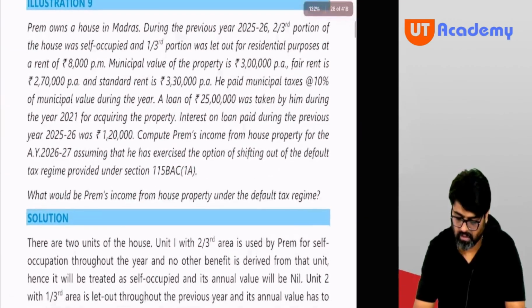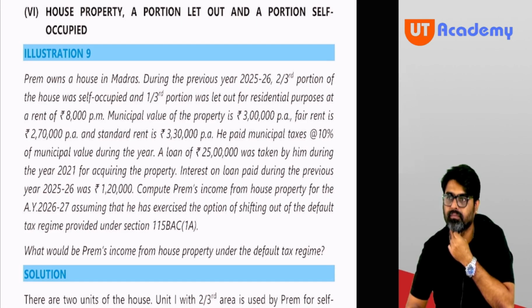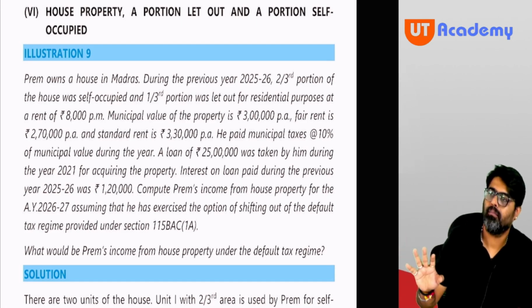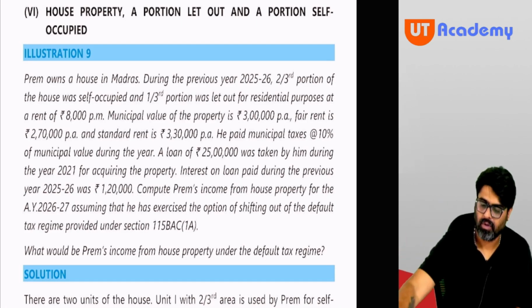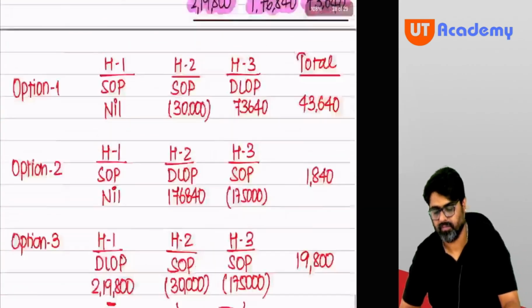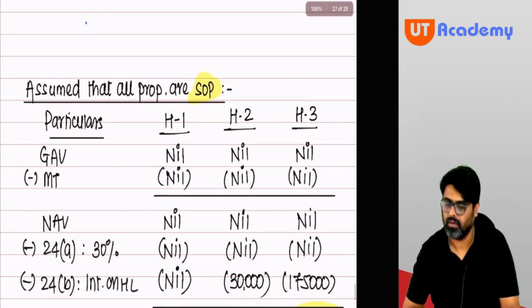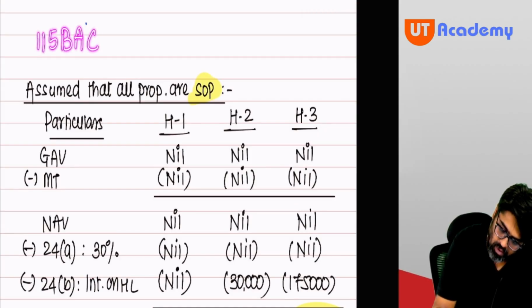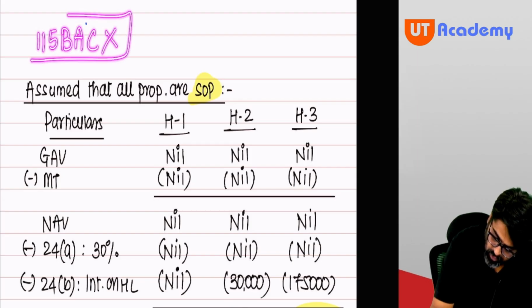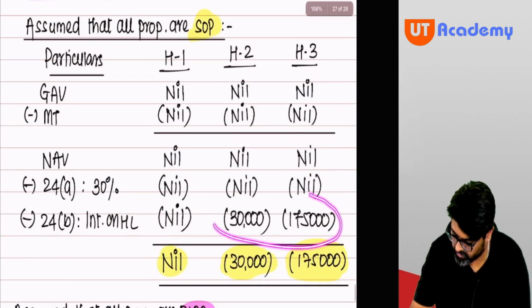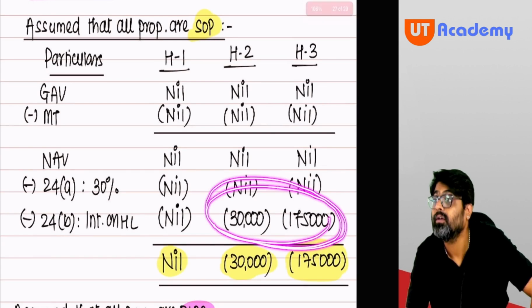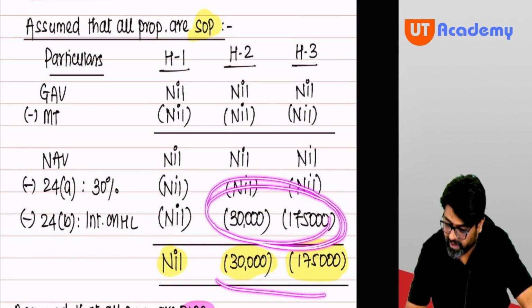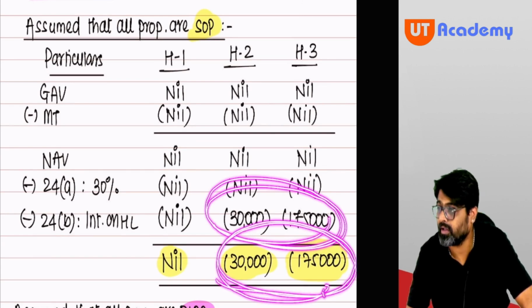Illustration number 9. But wait, before we solve this question, do you remember the last question we solved? We solved it assuming the assessee is not following 115BAC. That's why he is getting this interest deduction, and that's why the amount is negative here. Yes or no?